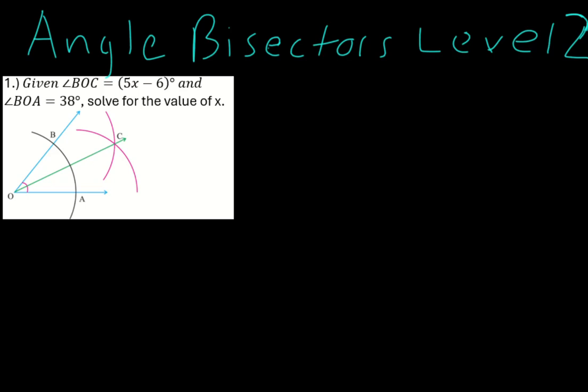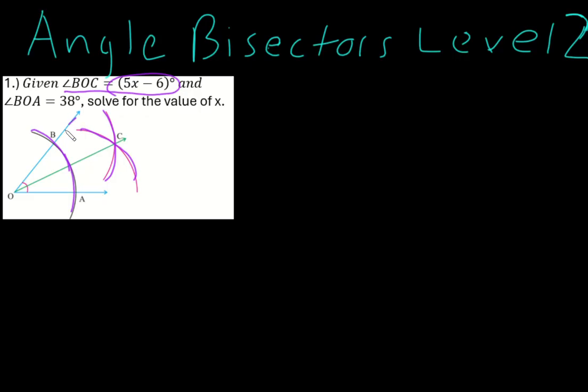All right, and welcome to Angle Bisectors Level 2. Now, number 1 says given angle BOC is equal to 5x minus 6 degrees. Now, notice for the record, we see this arc right here, and then we see these two arcs right there. And that is the construction for an angle bisector, meaning it's cutting the angle in half.